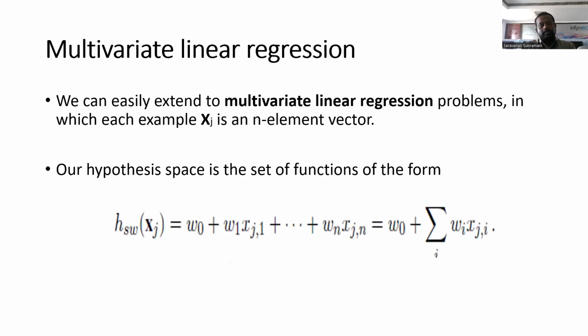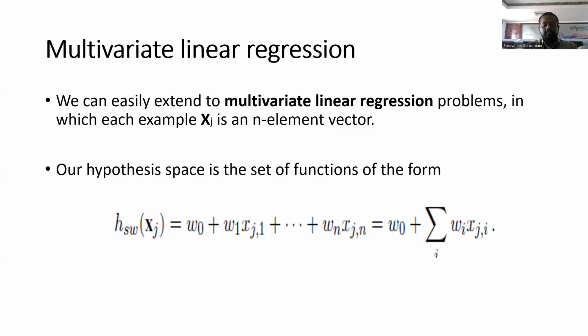So now we have to see multivariate linear regression. We can easily extend to a multivariate linear regression problem in which each example xj is an n-element vector. So it's like x0, x1, x2, up to xn, a number of variables are available. That's why it is called multivariate linear regression.